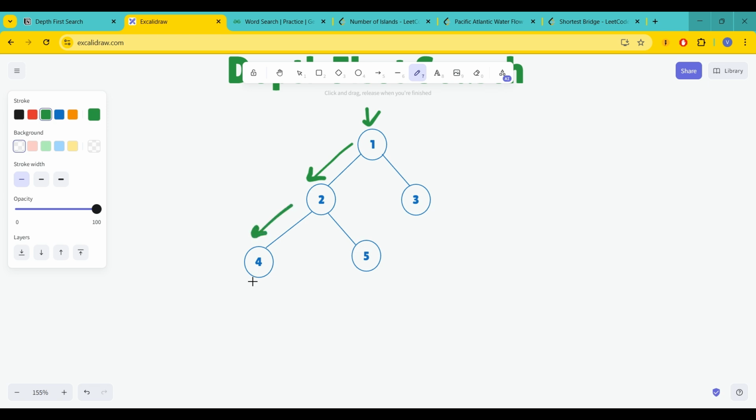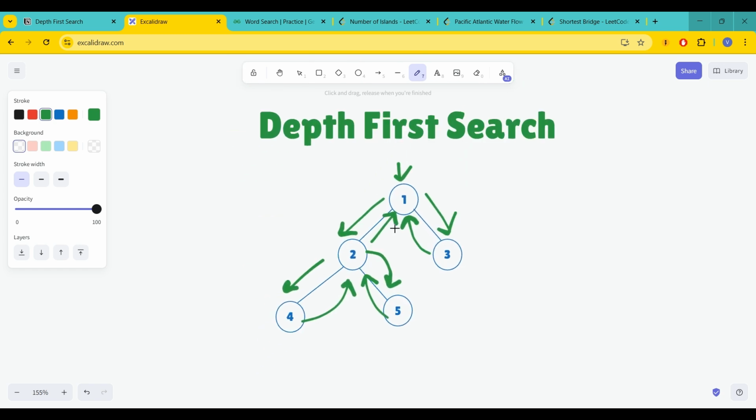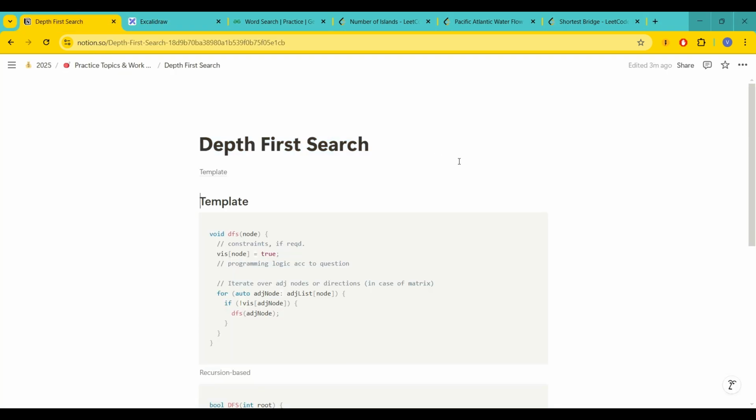Now from 4 we see that we do not have any adjacent nodes which are unvisited yet, right? So we start backtracking. Again we were left with one node when we visited 2, so we'll visit 5. Then again we have visited it, so we backtrack again. From 2 we backtrack to 1. Again from 1 we go deep down to 3 and we backtrack again. So this is the gist of the depth first search. Now I knew this gist very perfectly, still I was not able to code it up properly.